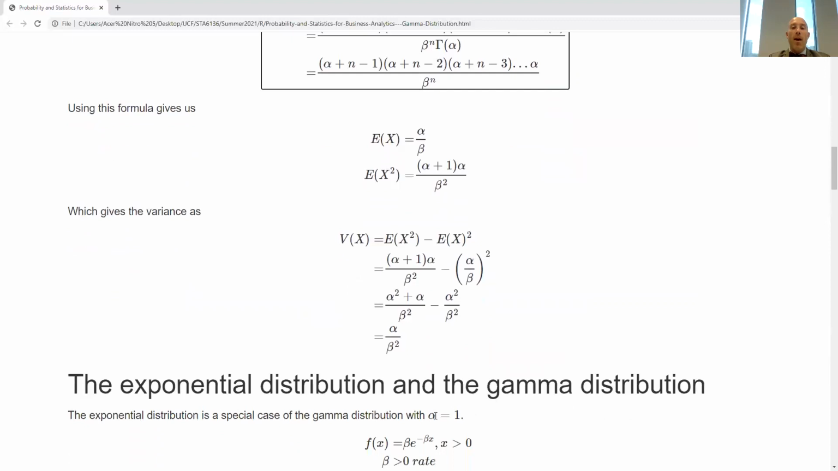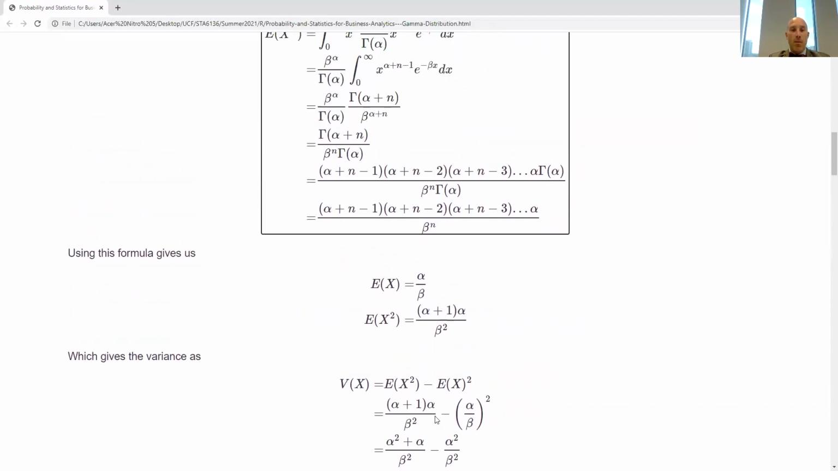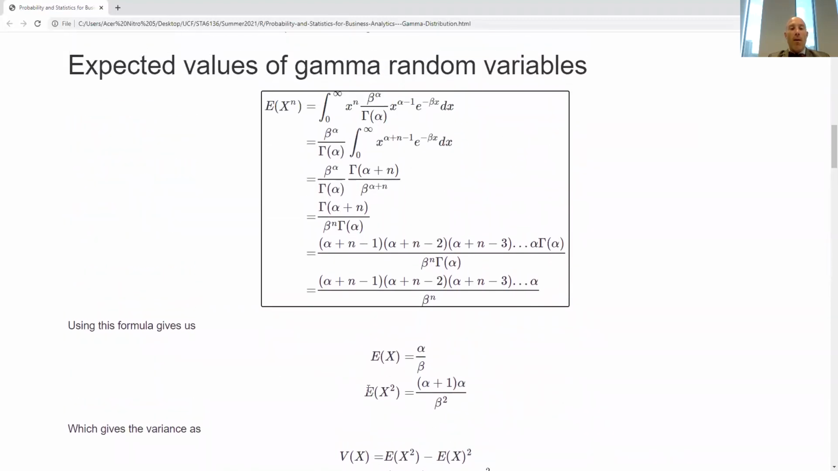But what if I set n, let me scroll a bit. If I set n equal to 1, then I start at alpha plus n minus 1. Well, n is 1, so this part just cancels out to be alpha, and this formula goes all the way down until I reach alpha. So that means I start and end at alpha. Oh, sorry, this is the part I should be at. So the top is just alpha, and the bottom is just beta to the power of 1.